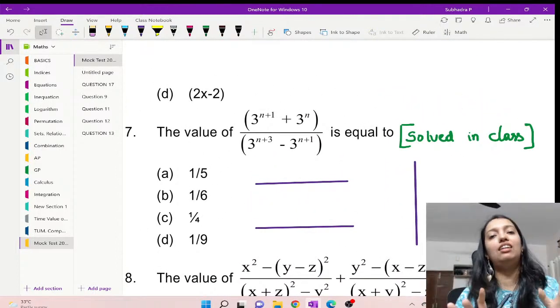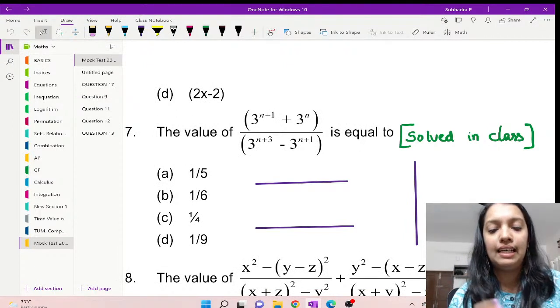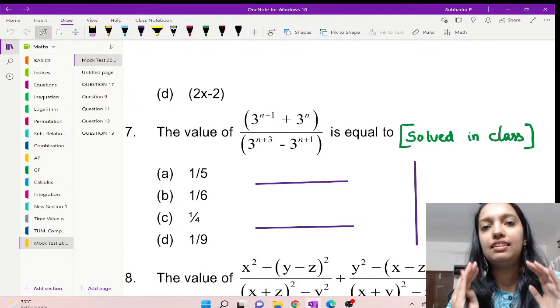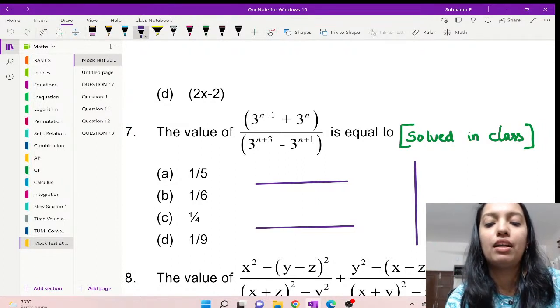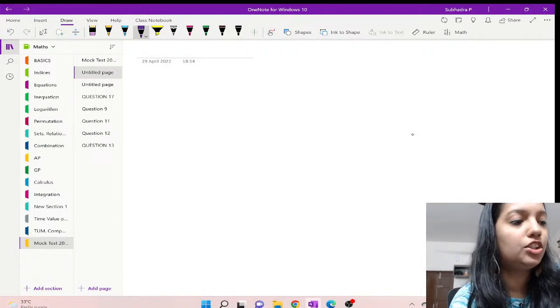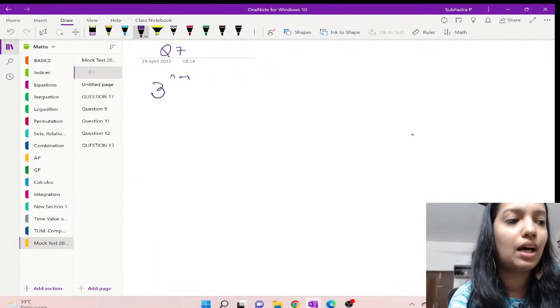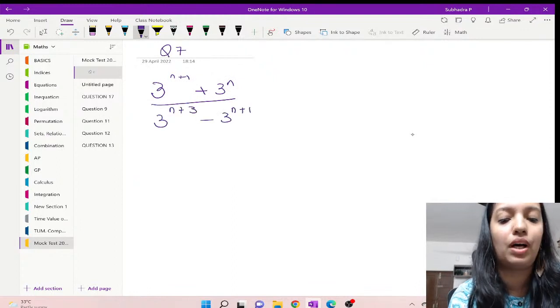This question I had done in class. If you are my student, you can refer to the notes and you will get a detailed solution of this. This question, 3 to the power n plus 1 plus 3 to the power n, you can find that this is from the Indices chapter. So, discussing this question now, find the value of 3 power n plus 1 plus 3 power n. Let me rewrite the question on a different page. This is question number 7. So, 3 to the power n plus 1 plus 3 power n divided by 3 to the power n plus 3 minus 3 to the power n plus 1.